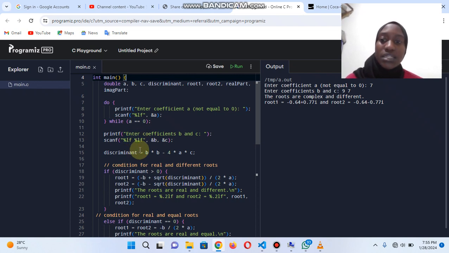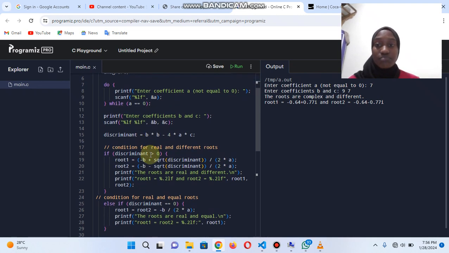Well, we get the discriminant. The discriminant in the quadratic equation is sometimes called the bulldozer. The discriminant part in the quadratic equation is b squared minus 4ac, b times b minus 4 times a times c. Well, that's the discriminant. Since we entered our values of a, b and c here, the discriminant is just going to be automatic, just going to be there.